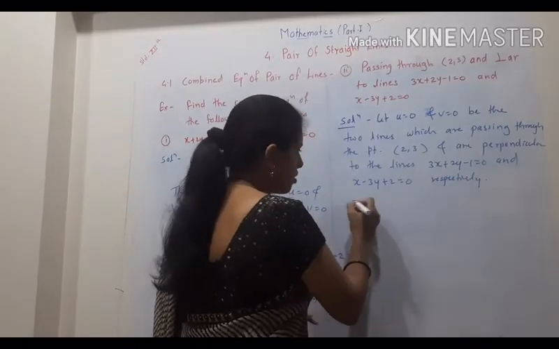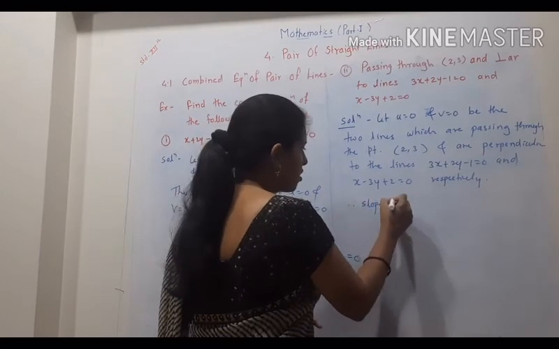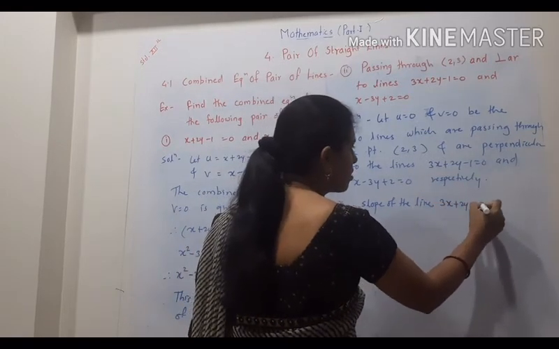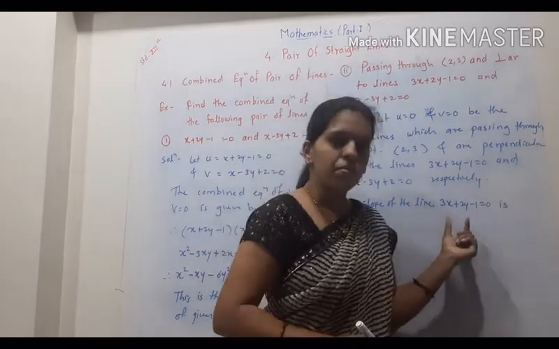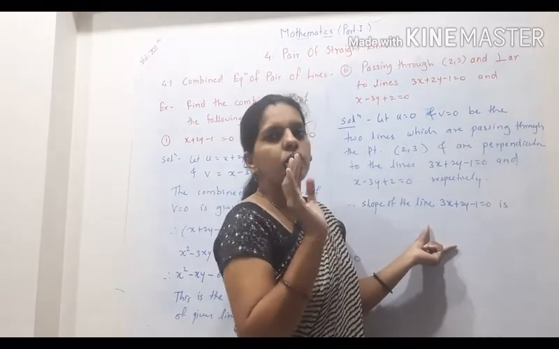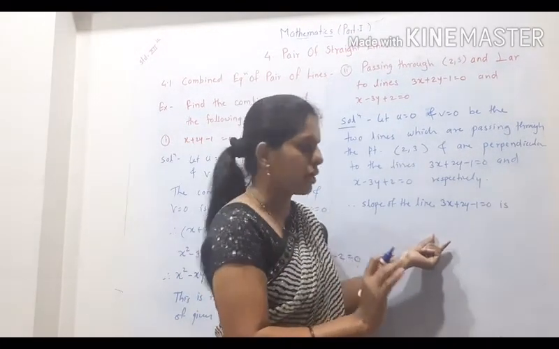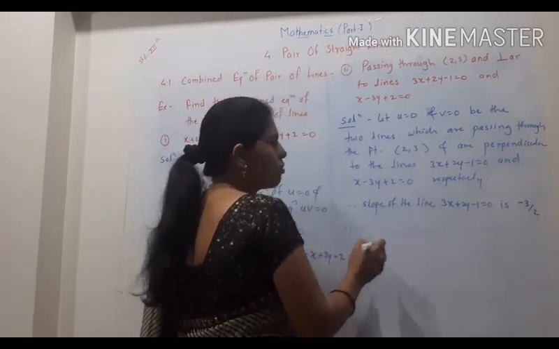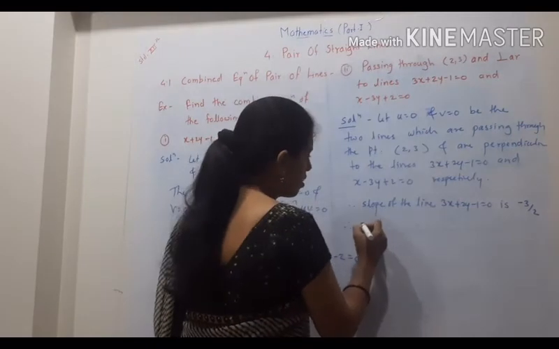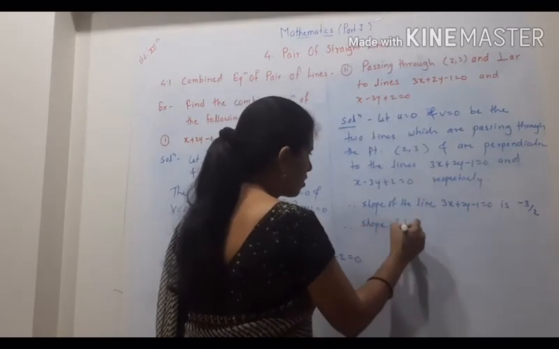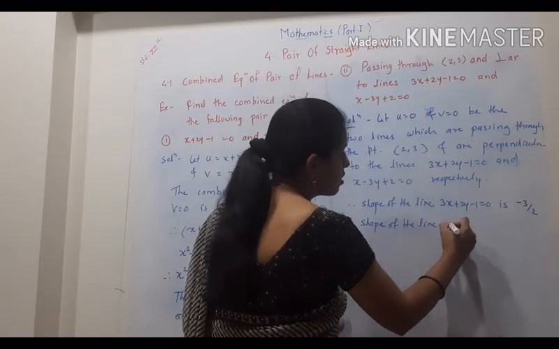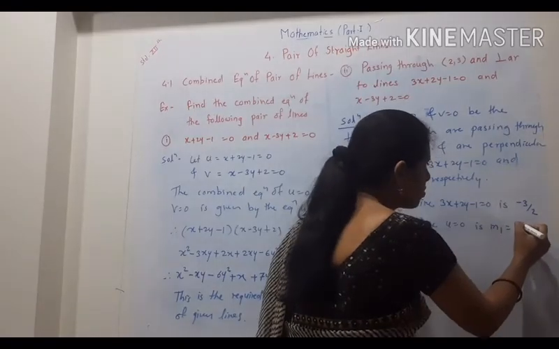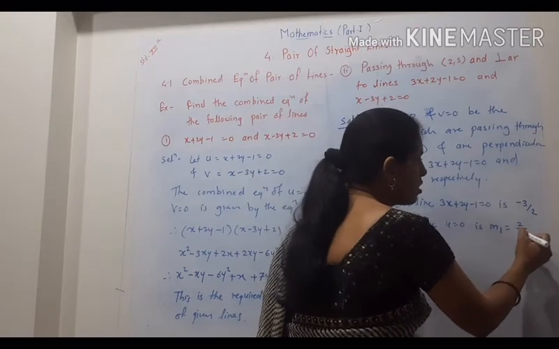So now the slope of the first line 3x plus 2y minus 1 is equal to 0 is, by the formula minus a by b, means minus coefficient of x divided by coefficient of y, minus 3 by 2. Now by taking the negative reciprocal of this, we get the slope of u is equal to 0. Therefore the slope of the line u is equal to 0, let us say m1, is equal to the negative reciprocal, that is 2 by 3.